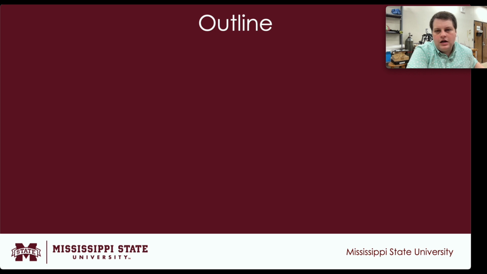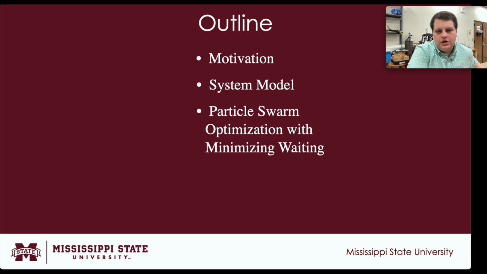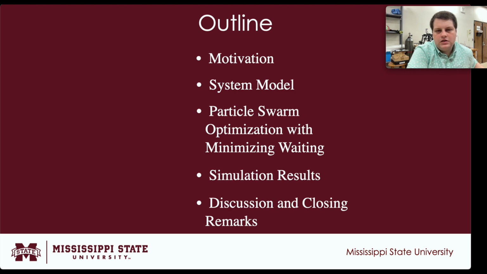So I'll first go over the outline of the presentation that I'll give today, which starts with the motivation for the research, the primary need of reducing DNN inference time. We'll go over the system model that's used and the foundational elements. And then I'll introduce the main contribution of the paper, which is the particle swarm optimization technique with the minimum weighting algorithm. We'll go over various benchmark and simulation results, simulating a realistic network. And then I'll give a discussion of possible R&D directions in the future and leave you with some closing remarks.